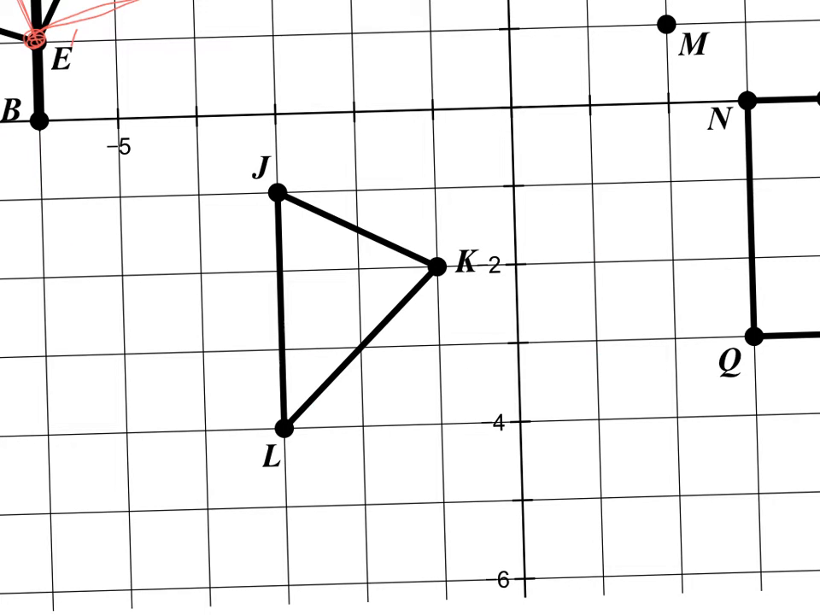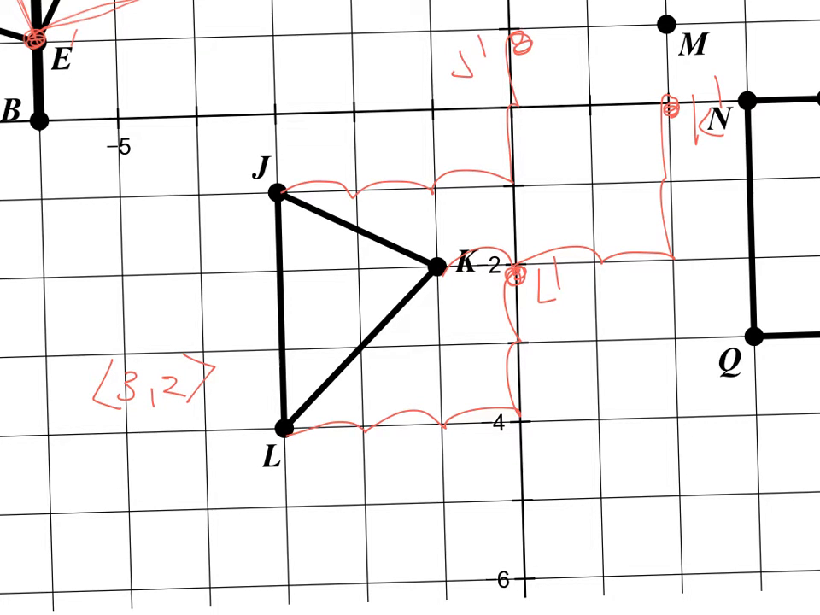Last problem, we're translating triangle JKL right 3 and up 2 because we have the vector 3, 2. So translating that right 3, up 2. 1, 2, 3, up 2. There's my L prime. 1, 2, 3, up 2. Here's my K prime. And 1, 2, 3, up 2. Here's my J prime. So there's my translation right there.